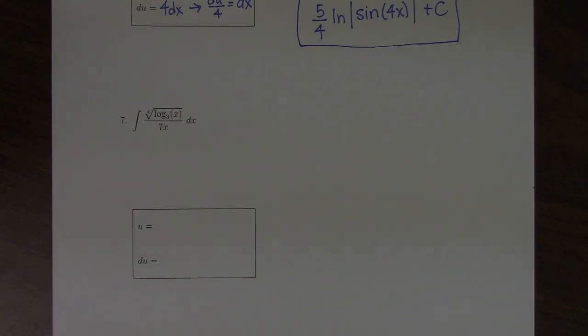Number 7. Well, this one's a little bit tricky. Notice the log base 3 of x is in the numerator, but we have a 7x in the denominator. And so generally we would use the denominator as our u because it's hard to undo that otherwise. But we actually know that the derivatives of logs involve x's in the denominator.